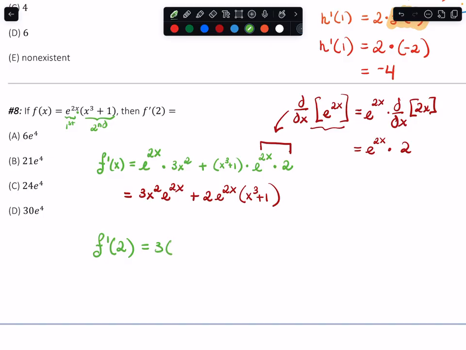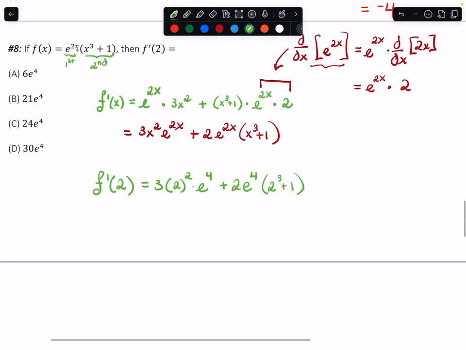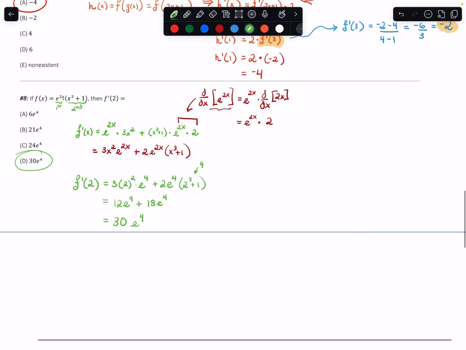So 3 times 2 squared times e to the 2 times 2, I'm just going to put e to the 4. Plus 2 e to the 2 times 2, again e to the 4, times 2 cubed plus 1. So what do you got here? That would be 12, so you have 12 e to the 4s. This would be 9, right? 2 cubed plus 1 times 2 is 18. So I have 18 e to the 4s. Altogether, I have 30 e to the 4s. And my answer is indeed choice D.